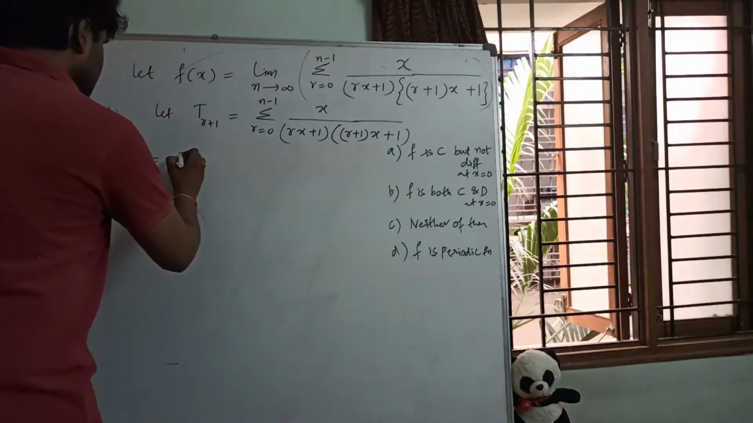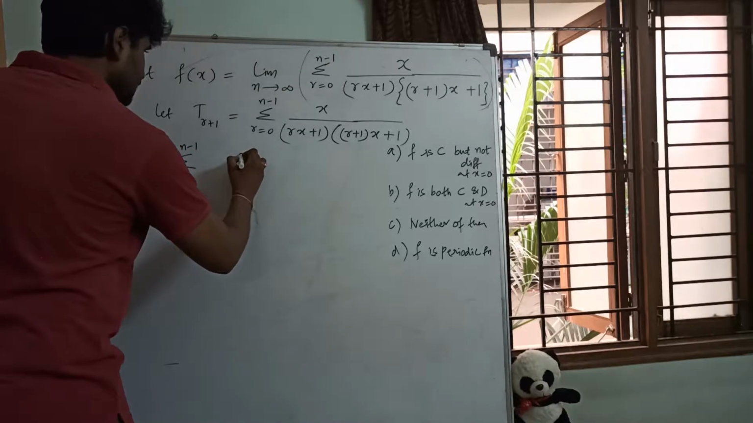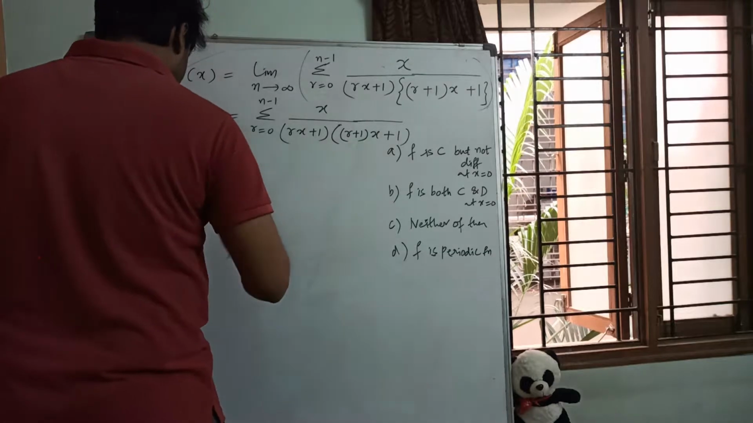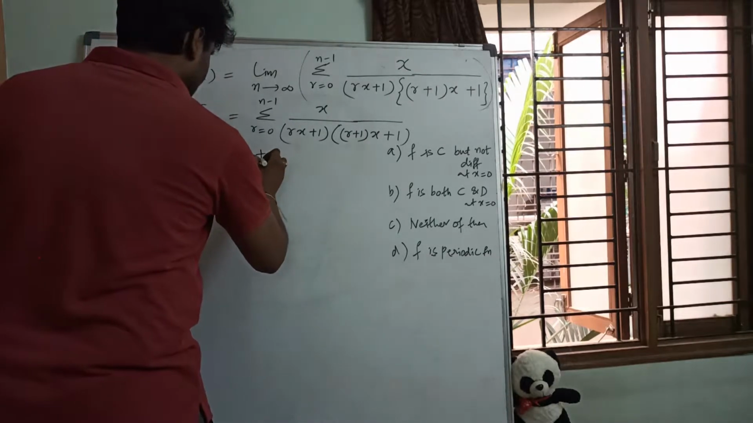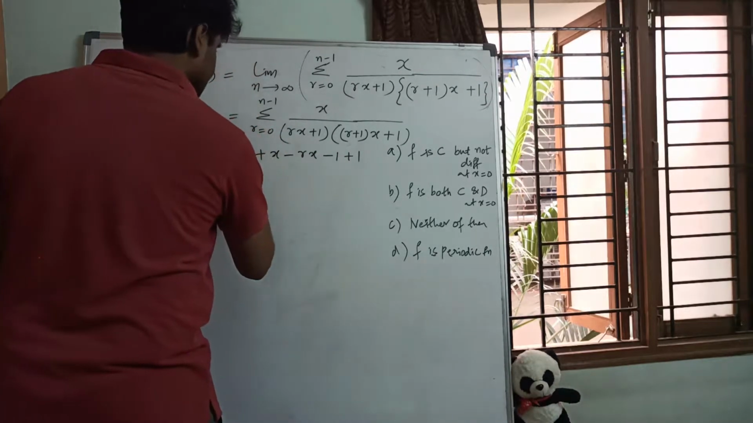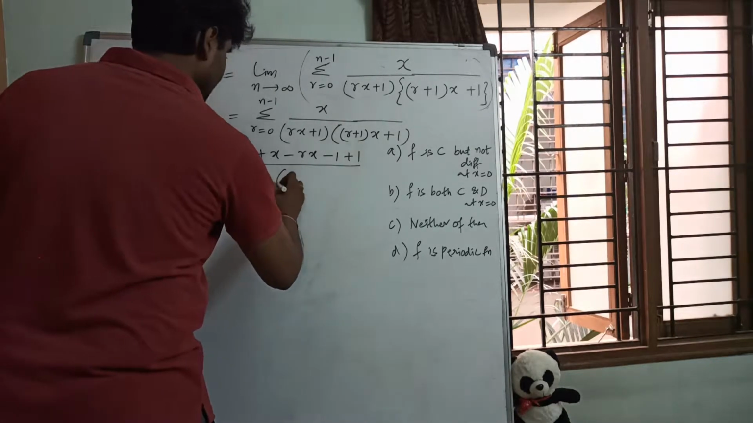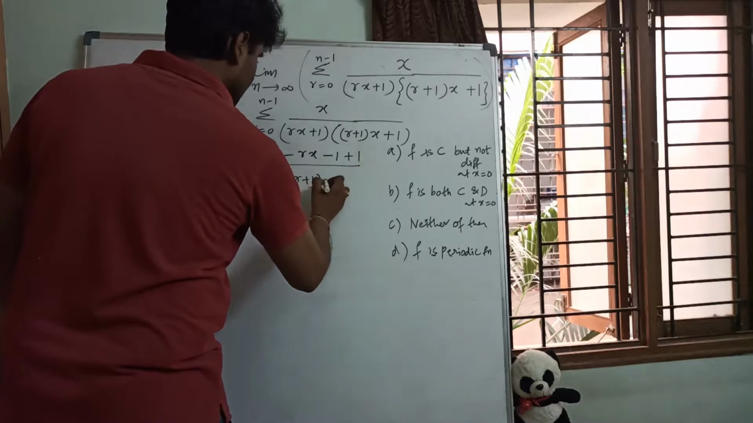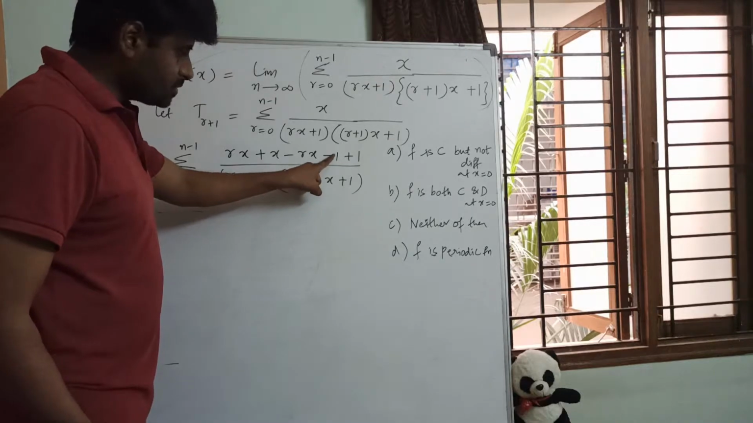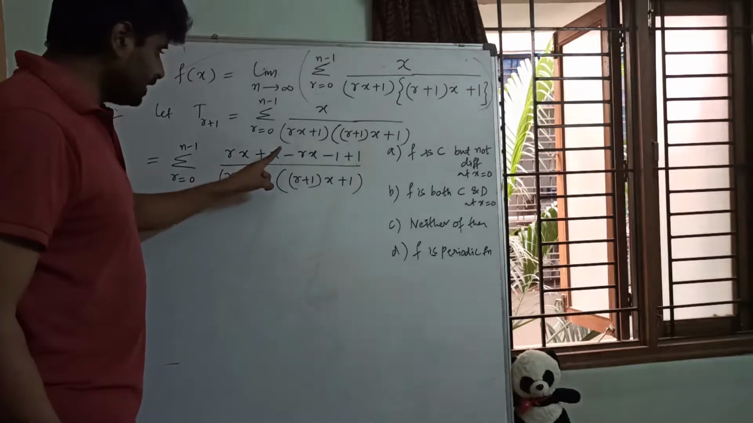Clear? So now what I am going to do here is r equal to 0 to n minus 1. Here I am going to add rx. So that means rx plus x minus rx, so minus 1 plus 1. So 1 by rx plus 1 into r plus 1 x plus 1. Observe here what I did: minus 1 plus 1, add and subtract with 1, add and subtract with rx.